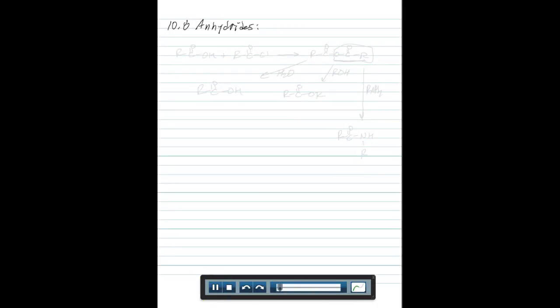Next one is anhydrides. Okay? To make an anhydride, we just saw how to make an anhydride: carboxylic acid plus acid chloride. We saw it in the acid chloride section, and you can make the anhydride.